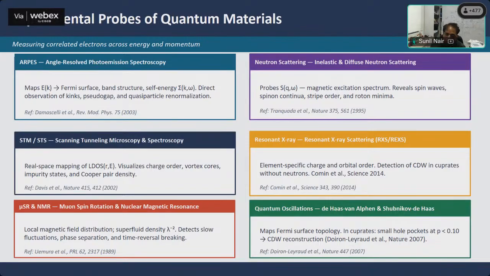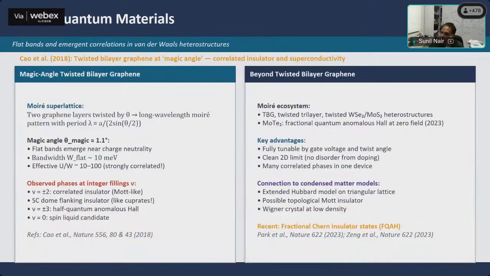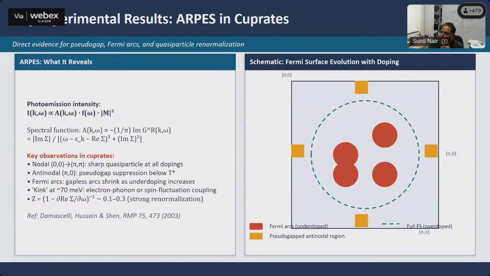If you're looking at charge and orbital ordering, the technique of choice would be something known as resonant X-ray scattering. Unfortunately, it is not very easily available in India, though there is, I think, one beamline which has been set up at Indus. And then there are things like quantum oscillations and so on, which can unfortunately only be really done well if you have large single crystals. Let me not talk about Moirés and ARPES.